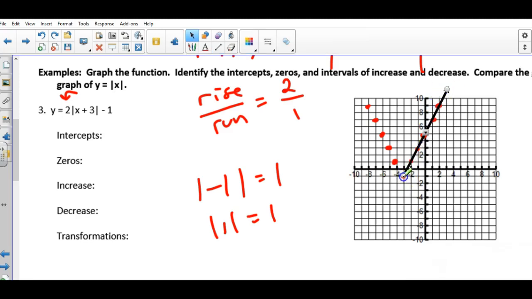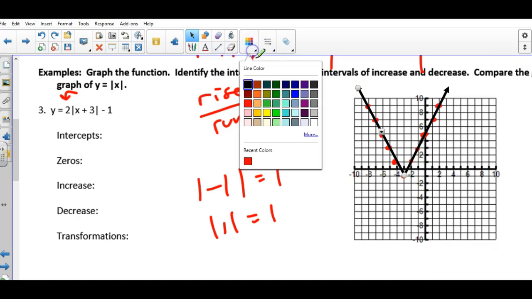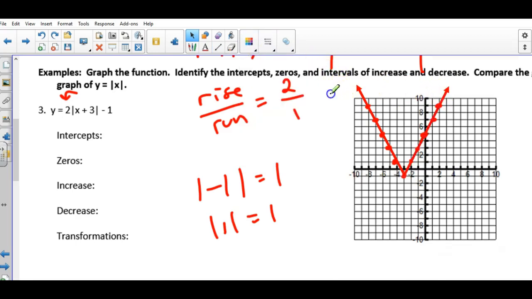All right, and then we need to put another one right here. And the reason I'm doing this, guys, is I can't draw. There we go. So there's our V. Let me see, can I change the color of this V? Yep, I can. There's our V.